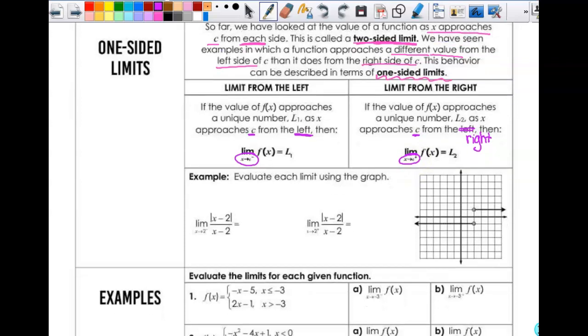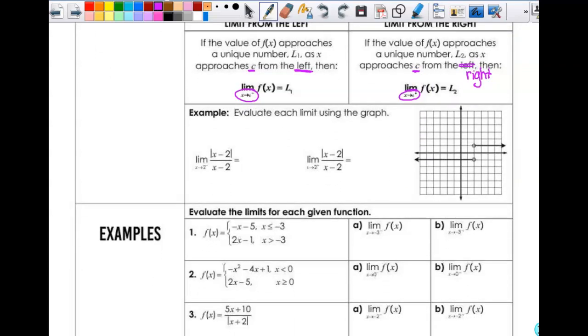So let's look at how this works. It says evaluate each limit using the graph. So it's graphed for us. When we look at this, this says the limit as x approaches 2 from the left. That negative means we're coming from the left to the right. So as x approaches 2, which is right here, from the left, then y is approaching -1. As the limit as x approaches 2 from the right, the plus sign means you start at the right and go this way. As we're approaching 2, that's going to be a +1. So we get two different values, where yesterday when it was just 2, we would have had to say that it doesn't exist.